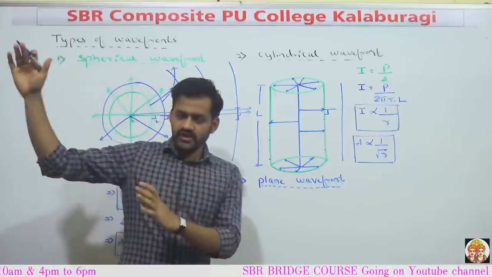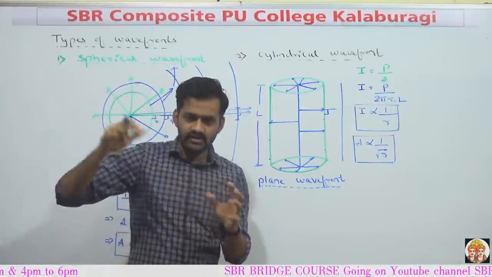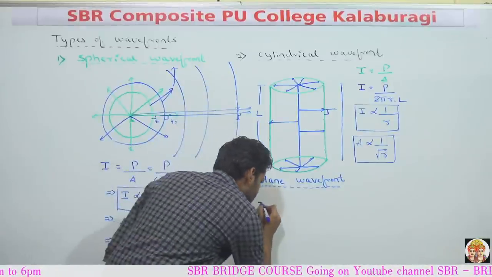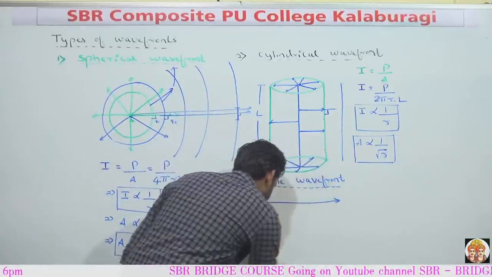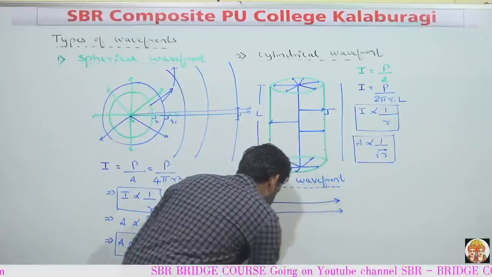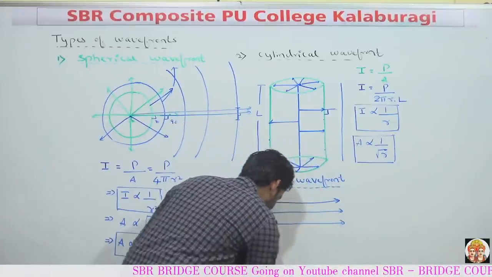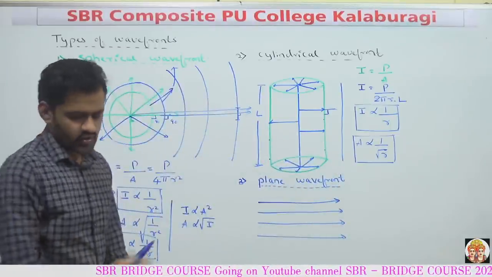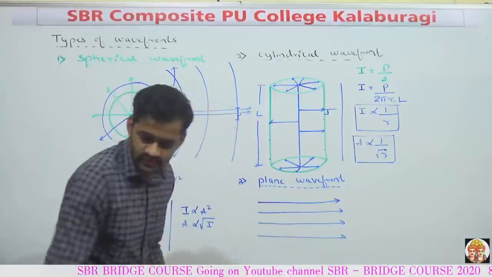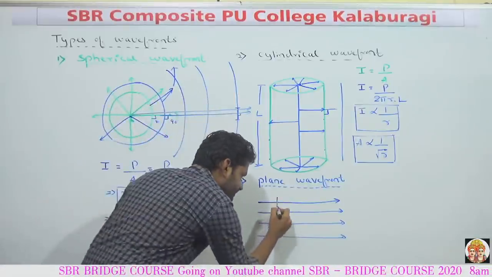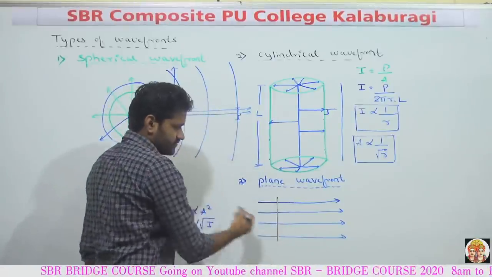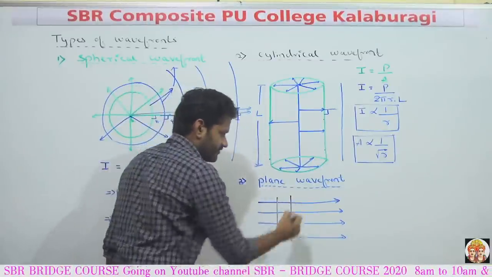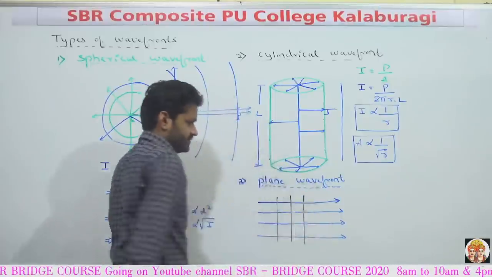If sources are at infinity, rays are coming from infinity, and these are parallel rays. If sources are at infinity, rays are parallel to each other. Now, wave front. This wave front is called a plane wave front. Next wave front, we can talk. Here also, plane wave front.